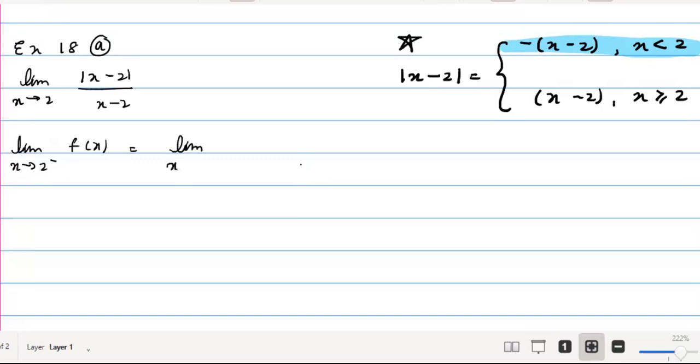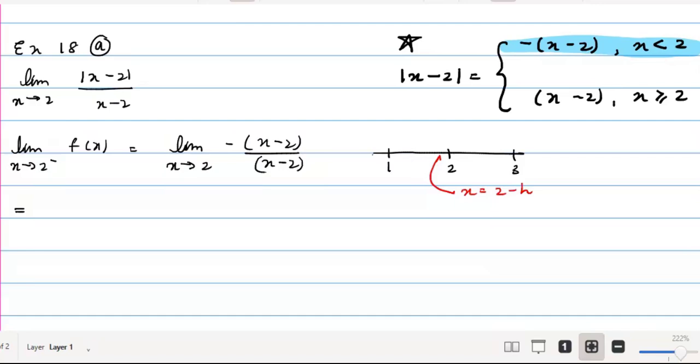So this is limit x tends to 2, and I'm going to take negative x minus 2 over x minus 2. Okay, now x is approaching 2 from the left hand side. So again, let me just draw quickly here a diagram. So this is 2, this is 1, this is 3. So when x is approaching 2 from the left hand side, where is x? X is here. Okay, so I can write x as 2 minus h, where again, I told you about delta. You can write delta or you can write h.